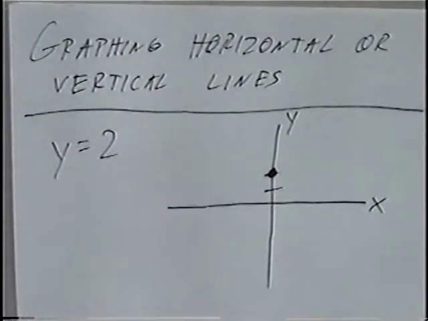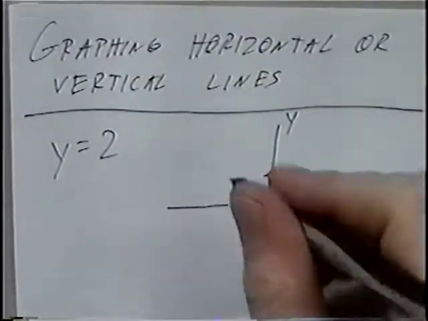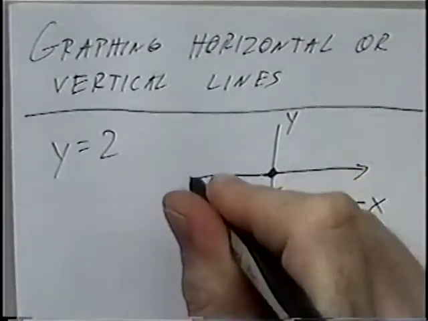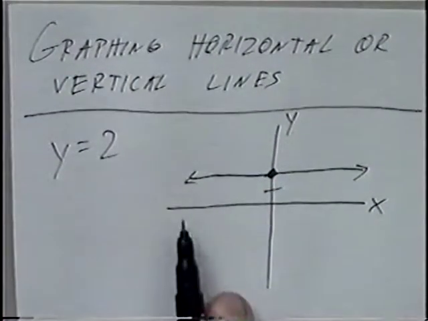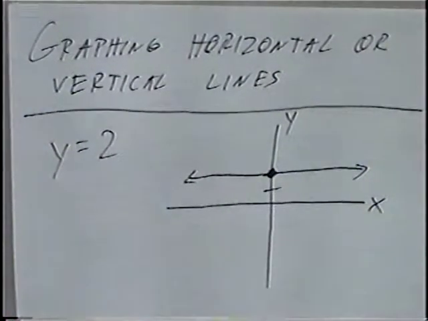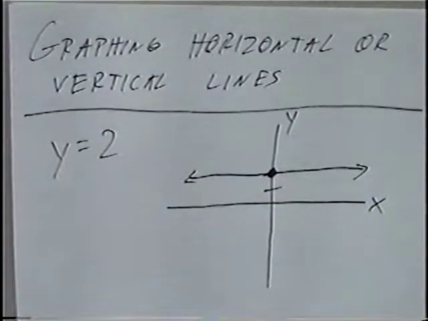For a line y equals a number, we'll go up to y equals 2 and we'll have a horizontal line that goes straight across. Along this line, the x values change, but the y value is always equal to 2, so that'll be the graph for this section.